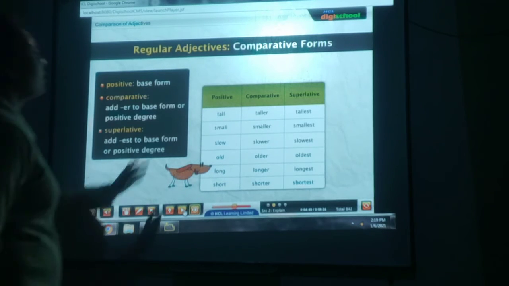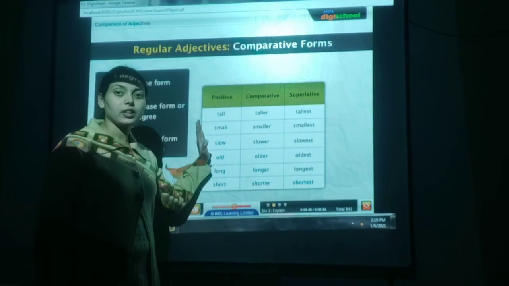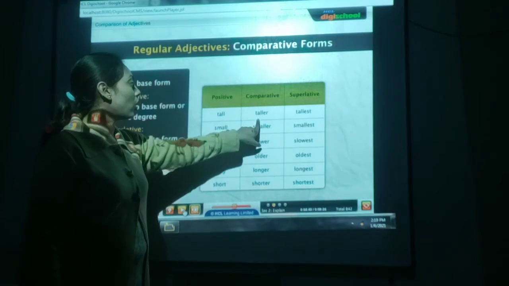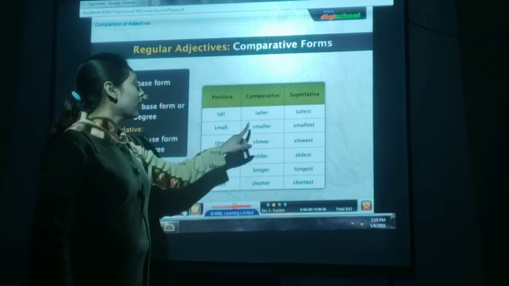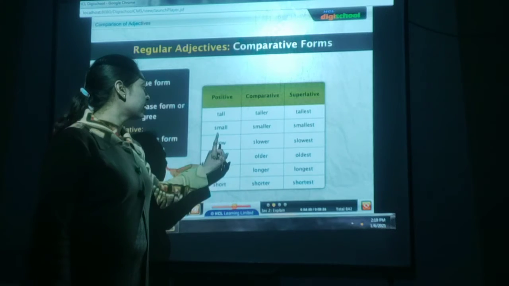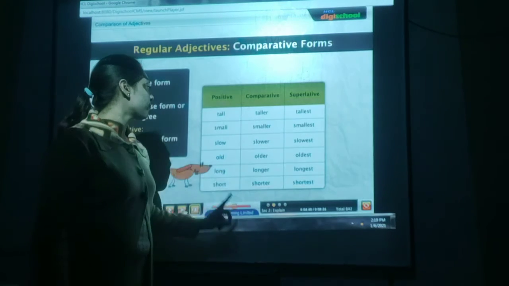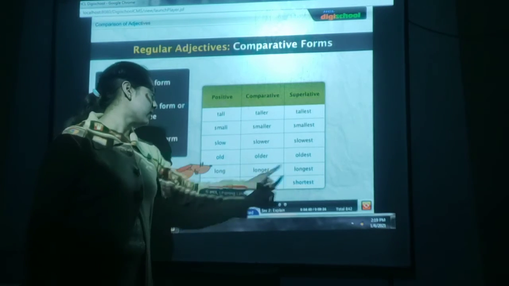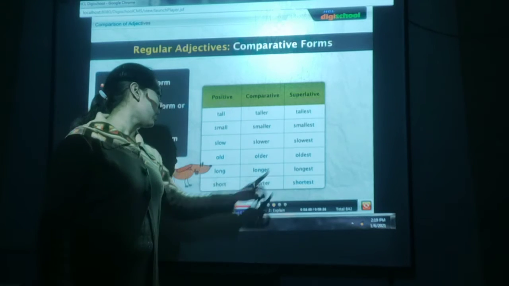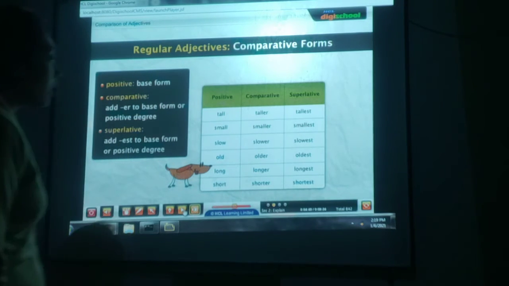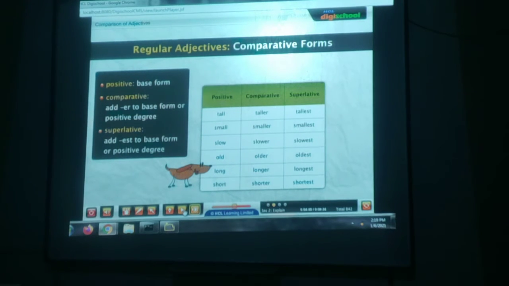Class, this is your table of degree of adjective. Tall, taller, tallest. Small, smaller, smallest. Slow, slower, slowest. Old, older, oldest. Long, longer, longest. Short, shorter, and shortest. These are your degree of adjective. First is positive, second is comparative, and third is superlative.